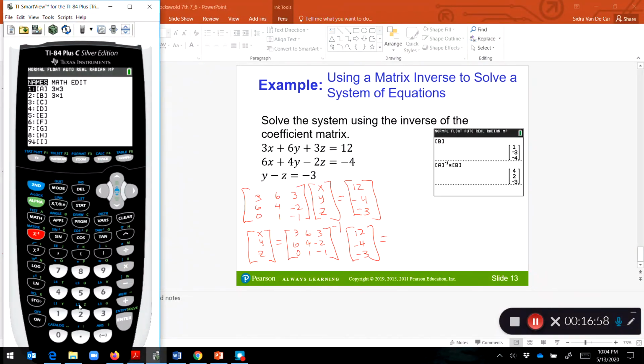All right, so now if I go to the home screen, and I go to second matrix, A inverse times second matrix, B, we get our solution set. And again, I can change those to fractions. And we have 1/4, 1/4, 13/4 as solving this system of equations.